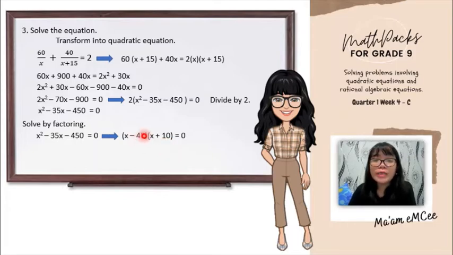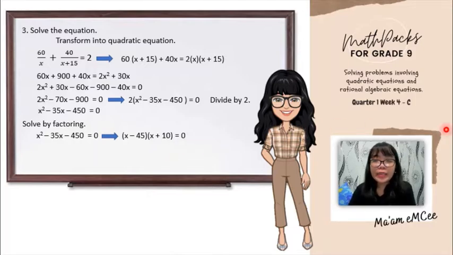We follow the sign of 45, which is negative, kaya mas taas si 45 kaysa kay 10. So meaning their sum is negative 35, which is correct sa aton niya equation. So therefore, our factors are x minus 45 times x plus 10. And that will be equal to 0.